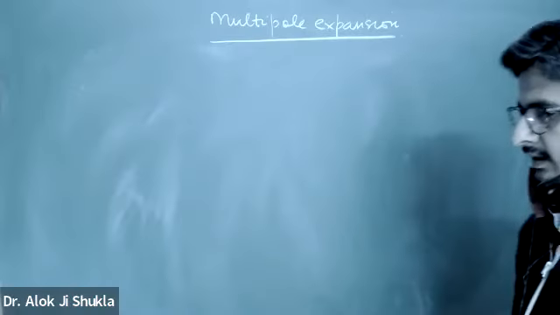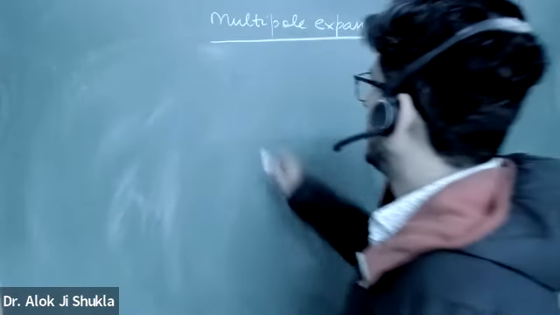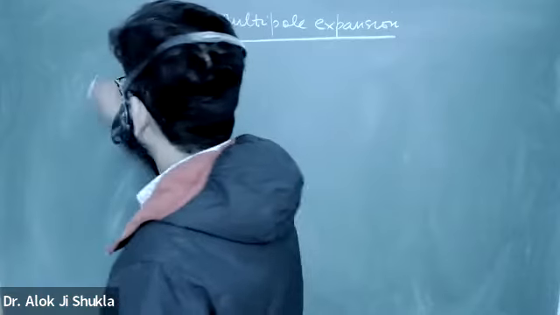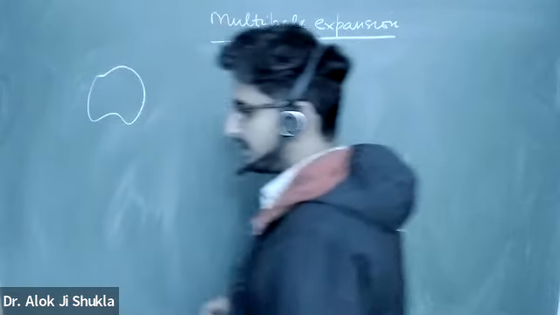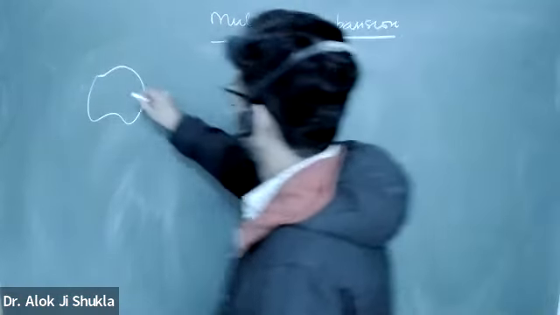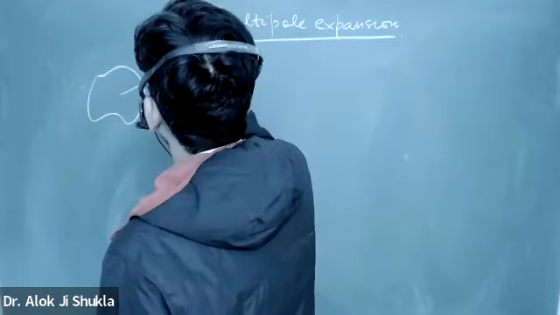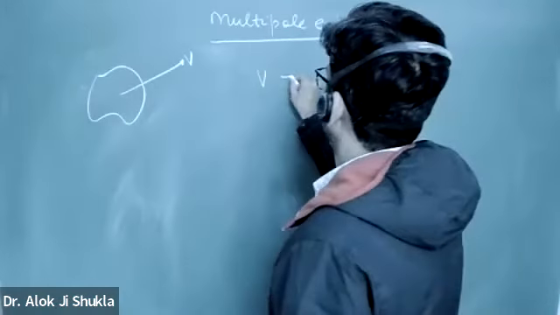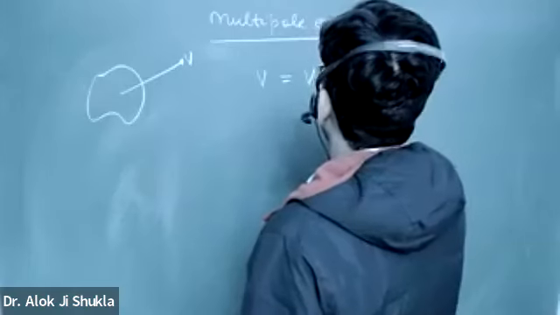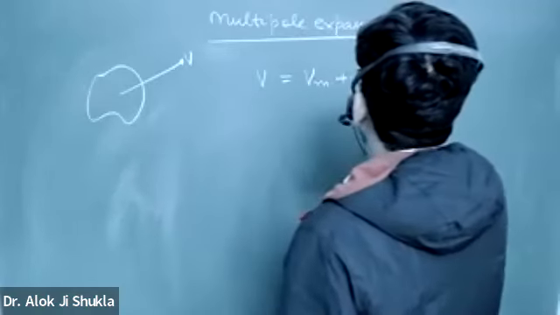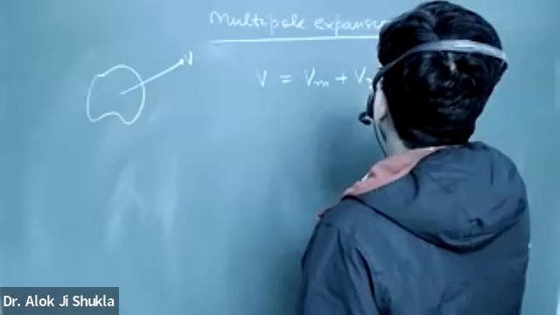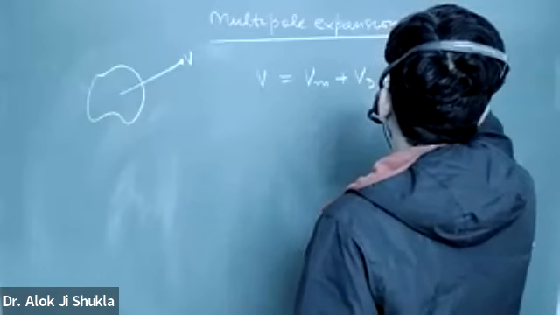And I told you that because of a charge distribution, the potential will be written, and that potential will be the sum of the potential due to monopole, due to dipole, due to quadrupole, due to octopole, and so on.